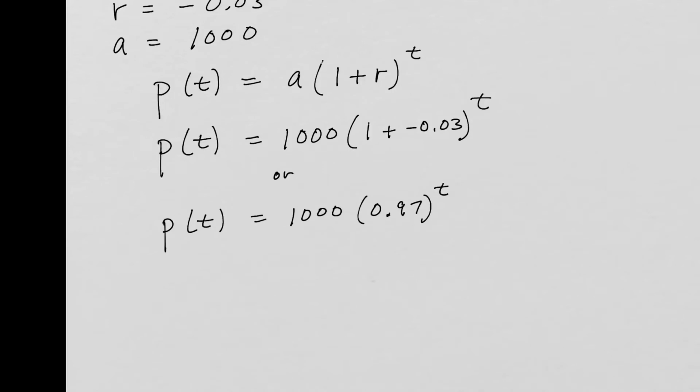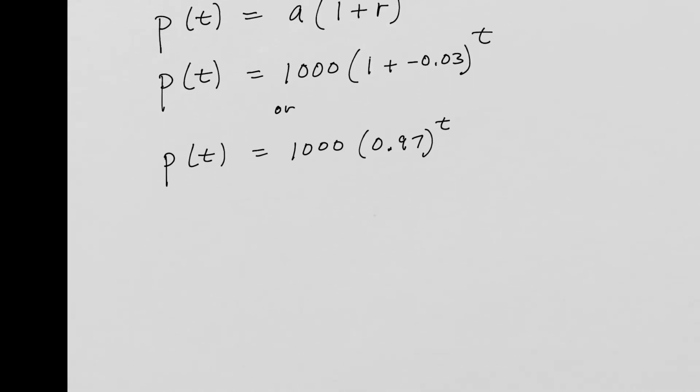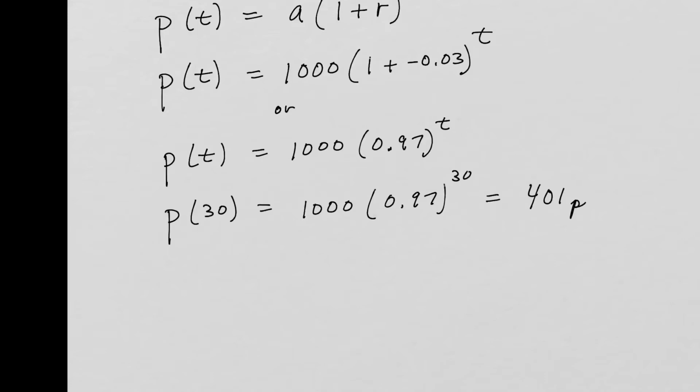Okay, so how do I answer my question? Simply plug in 30 for time. Remember, t is the time in years. So I want the population when t is 30. That'll be 1,000 times 0.97 raised to the 30th power. You have to do this on your calculator, and you should get 401 people. The units are people. So it's decaying, it's decreasing over time.